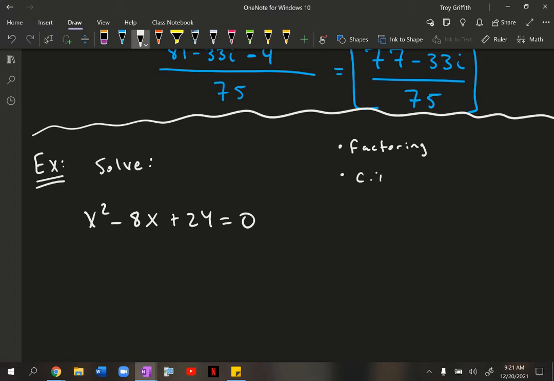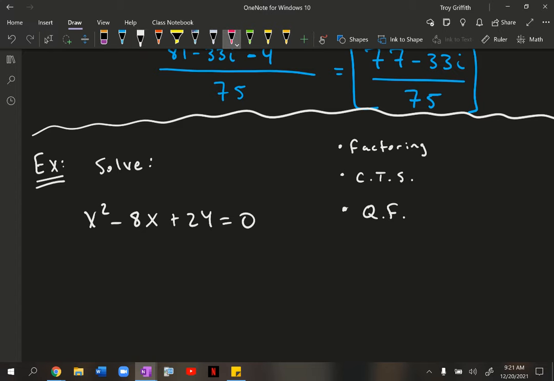You can try completing the square. There are certain times where completing the square is the easiest strategy. And then last but not least, if completing the square is difficult, you can try the quadratic formula. I always encourage you to try it in this order because, in my opinion, that is the easiest. If it can be factored, factor. If it's easy to complete the square, complete the square. And if it's hard to complete the square, then you can try the quadratic formula.